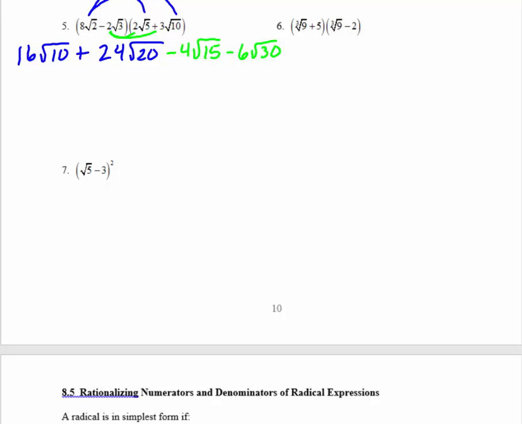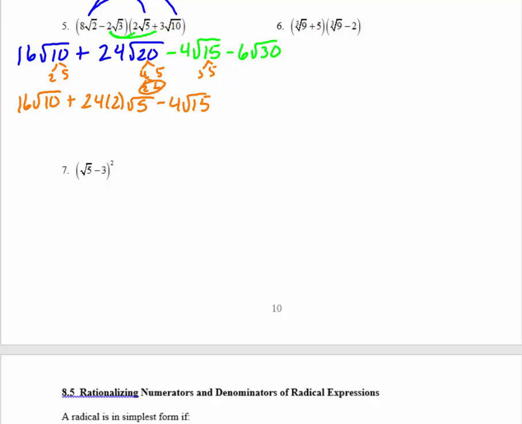So now we'll need to do the factor tree to see if we can simplify the radicals. Well, 10 is 2 times 5. No pairs, so we'll leave that as 16 square root of 10. 20 is 4 times 5, and 4 is 2 times 2. So we do have a pair of 2's. And there's a 24 on the outside, so we'll have 24 times 2, and the 5 is left under the radical. 15 is 3 times 5, no pairs, so we'll leave that as negative 4 square root of 15.